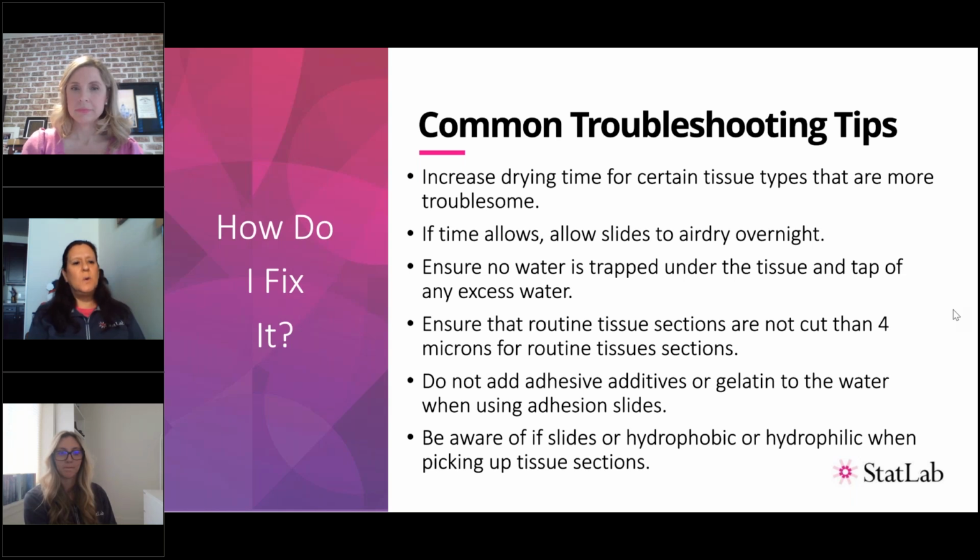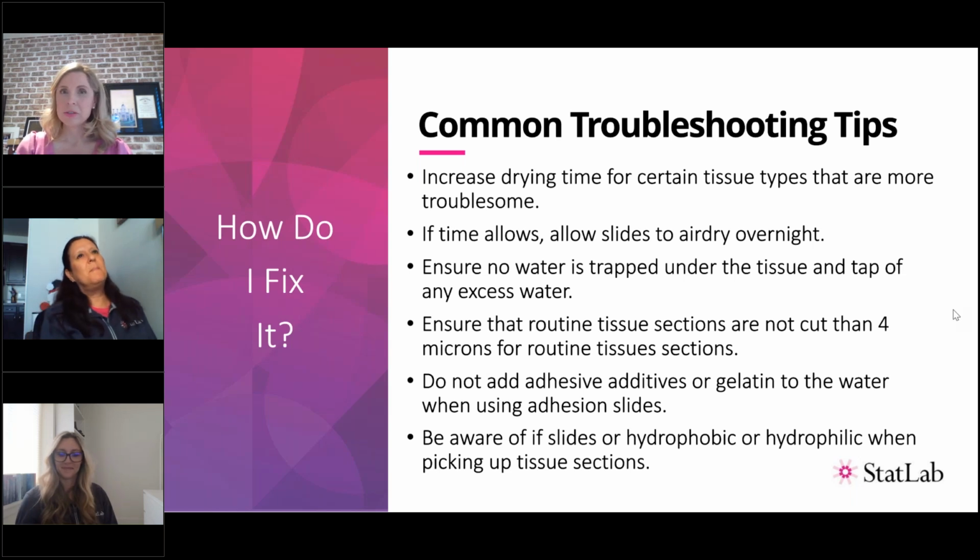And then another thing, and we're going to talk about it a little bit more in a few minutes, is if you're using hydrophobic or hydrophilic adhesion slides. This can affect how you pick up those tissue sections. Doesn't necessarily affect the type of adhesion or if it's a stronger adhesion or not, but we'll get into a little more detail about that in a minute.